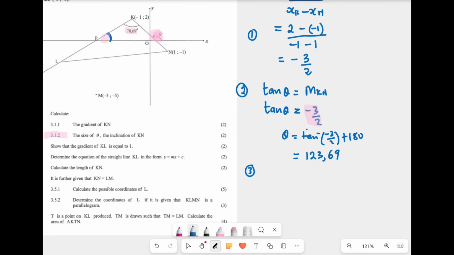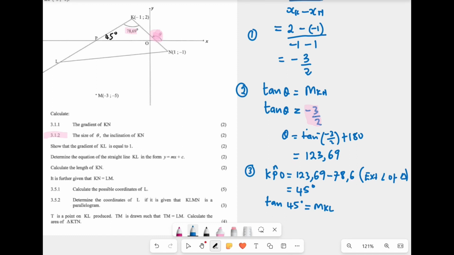Now, that means angle KPO is equal to theta that I just calculated, which is 123.69 minus 78.69. This is the exterior angle of a triangle. Now, this will give me 45 degrees. And then from here, I know this angle KPO is equal to 45 degrees. Now, I know that tan 45 degrees, 45 being the angle of inclination, is equal to the gradient of KL.